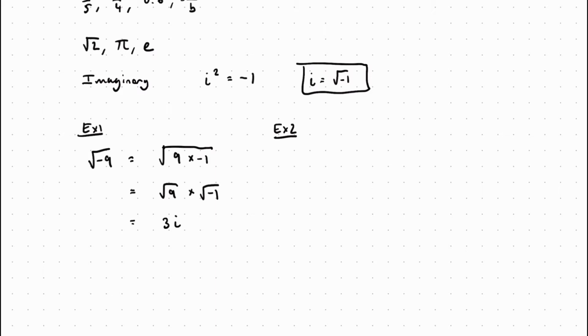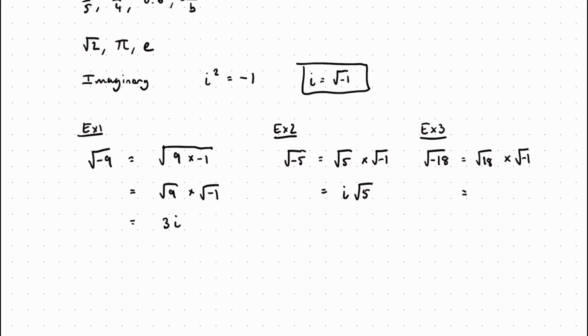Let's have a look at another example. What about root minus 5? Root minus 5 can be split up into root 5 times root minus 1. Root 5 is just root 5, so you just say that is i root 5. And let's have a look at another one, example 3, root minus 18, where root minus 18 can be split up into root 18 times root minus 1.